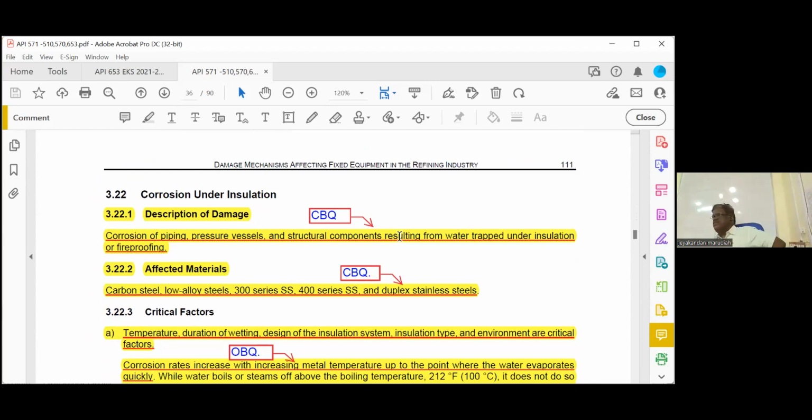Okay. CUI is a very big damage mechanism actually. Another very important damage mechanism. Now, I will briefly explain, then we'll go. What is meant by CUI?